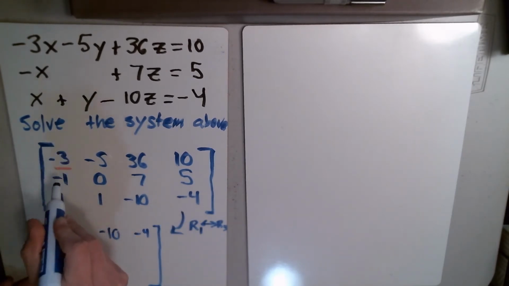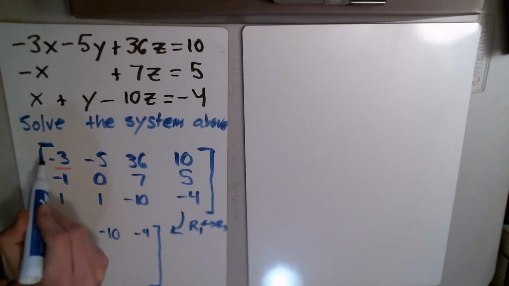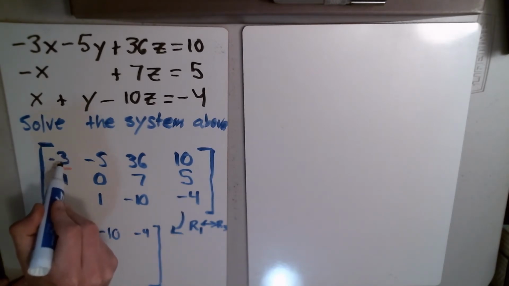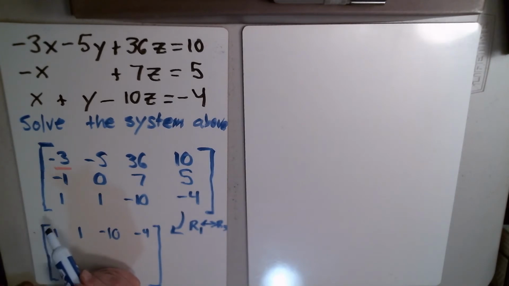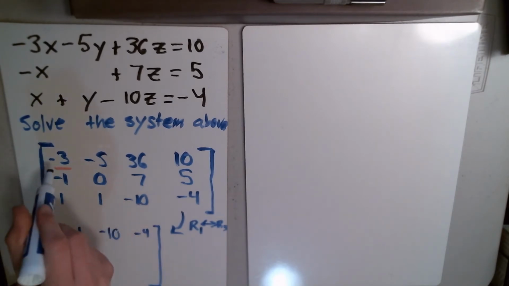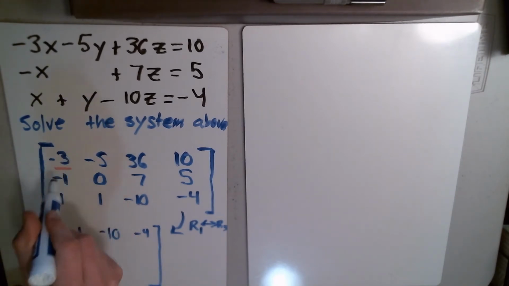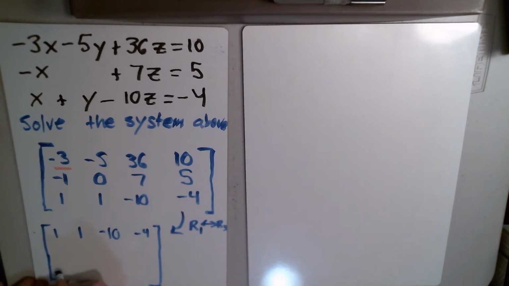So the third row becomes the first row, and the first row becomes the third row. Okay, so I'm going to put in my third row now. Okay, and then -1, 0, 7, 5. That second row doesn't change at all.